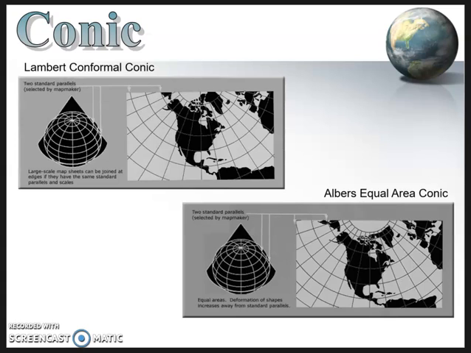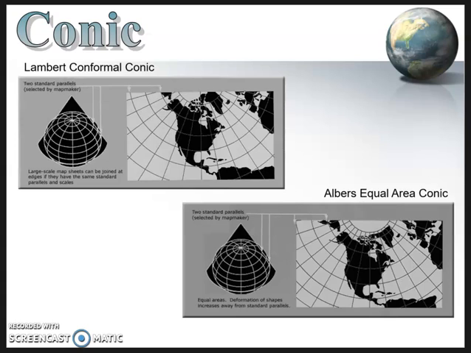Parallels appear as curved arcs closer together near the center of the map. Meridians are equally spaced and cross parallels at right angles, preserving shape. This projection is well suited for mid-latitude regions or countries with an east-west orientation.